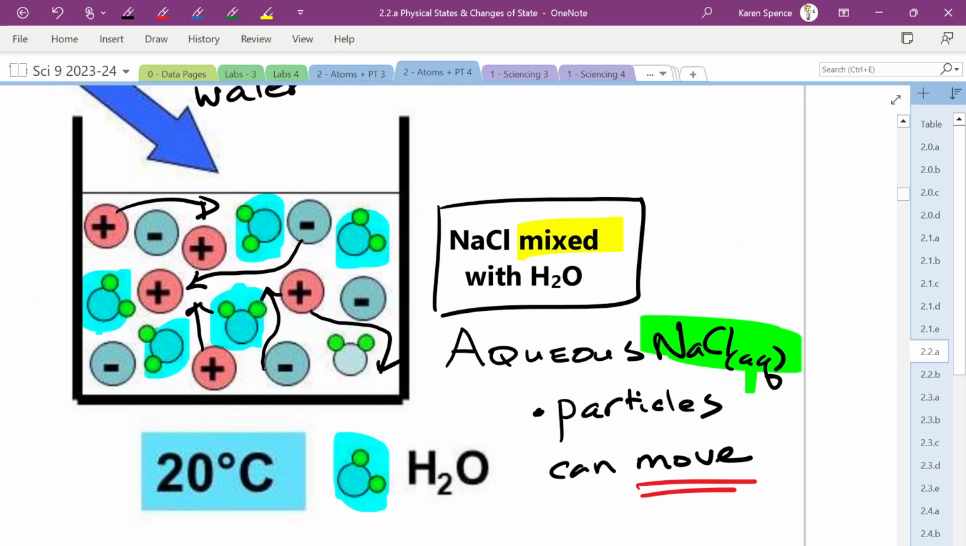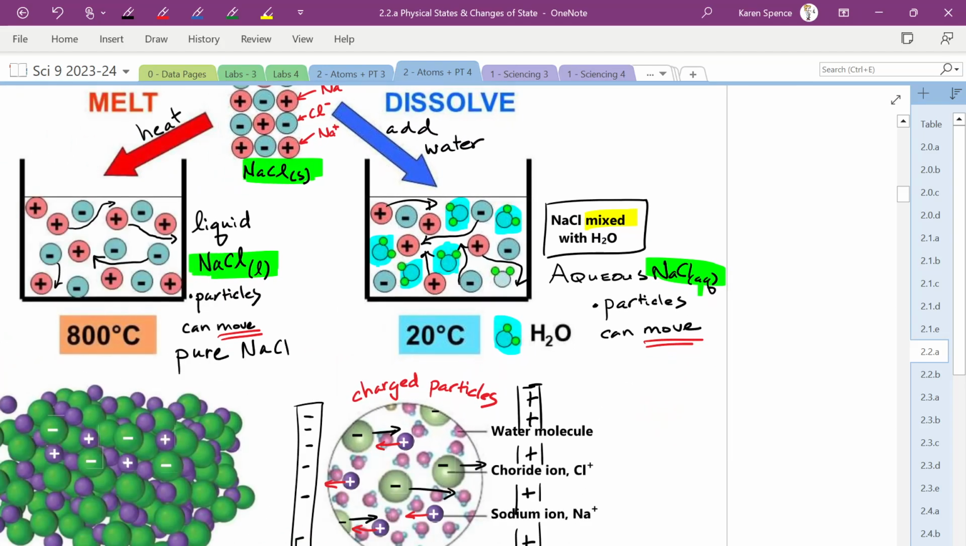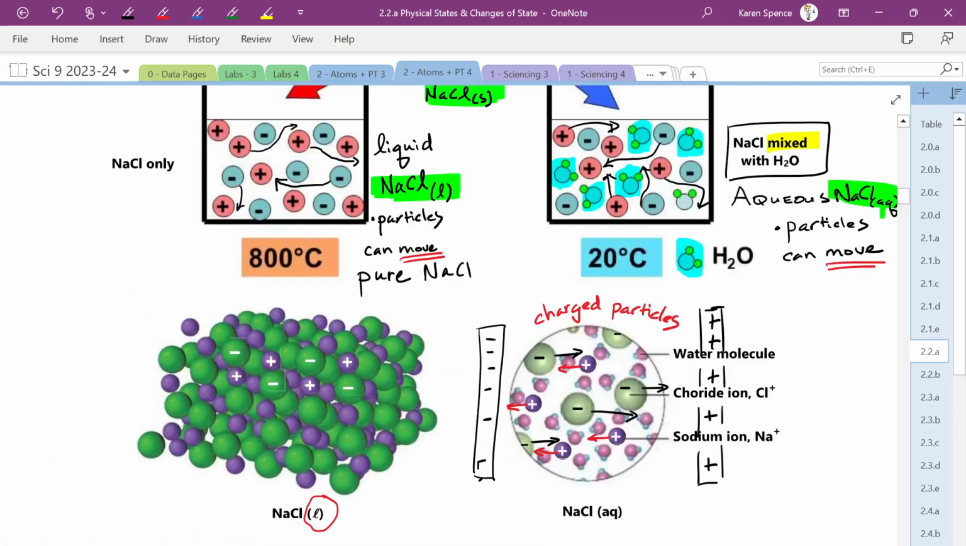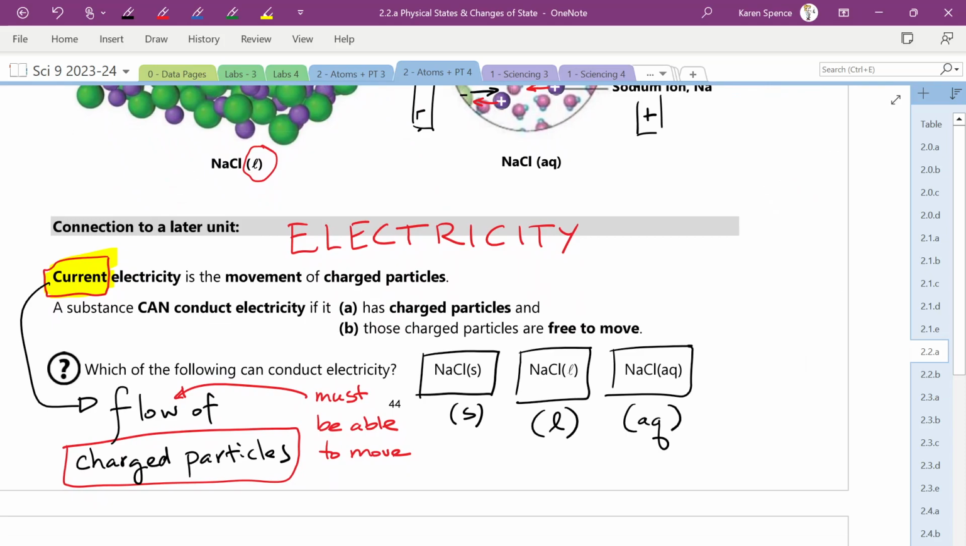Aqueous sodium chloride, does it have charged particles? Can they move? Can it conduct electricity? Yes. Okay. And later on, we'll learn that in a wire, the valence electrons, the electrons in the outer shell of metals, can actually flow from one atom to the other, but we'll do that later. Okay, so the ones that can conduct electricity, that would be yes to liquid, yes to aqueous, no to solid.